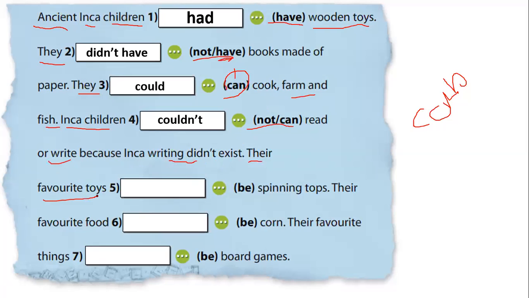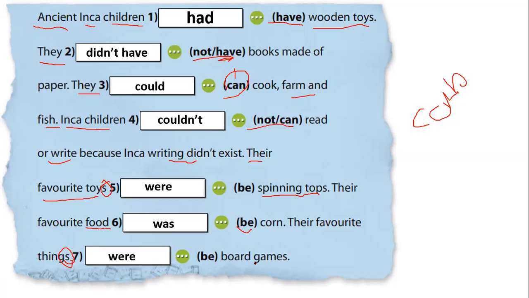Their favorite toys, it's plural, so were. Were spinning toys. Their favorite food, plural or singular? Singular, so was. Their favorite food was corn. Their favorite things, singular or plural? Were. Were board games.